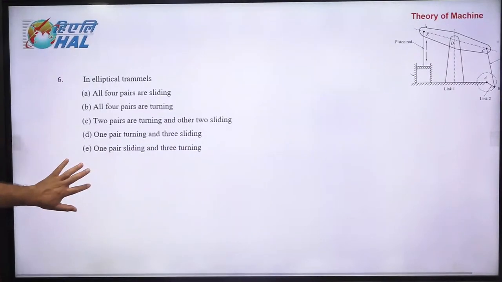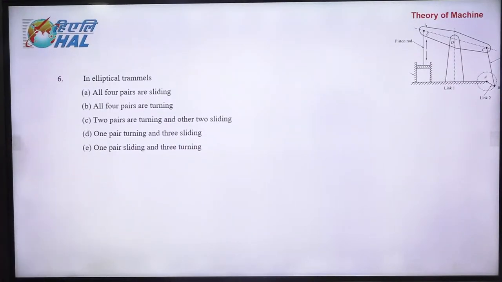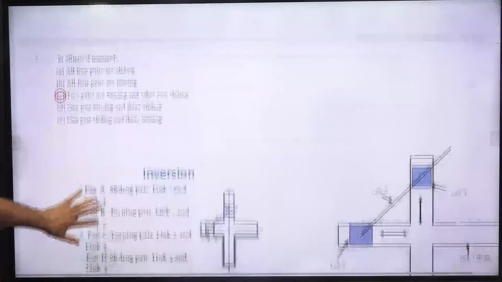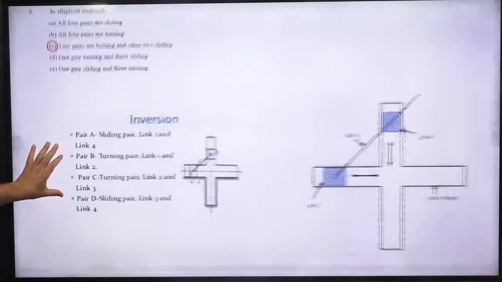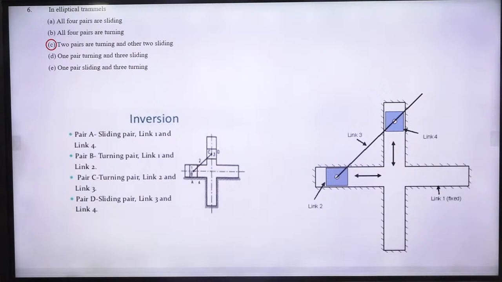Anyhow, let's go next. In the elliptical trammel, how many pairs are sliding and how many pairs are turning? So just give me your answer. In the elliptical trammel, how many pairs are sliding pairs and how many pairs are turning pairs? What is your answer for that? Just give me your answer. Elliptical trammel. Okay, two pairs are turning and two pairs are sliding. What is the elliptical trammel? It is this.